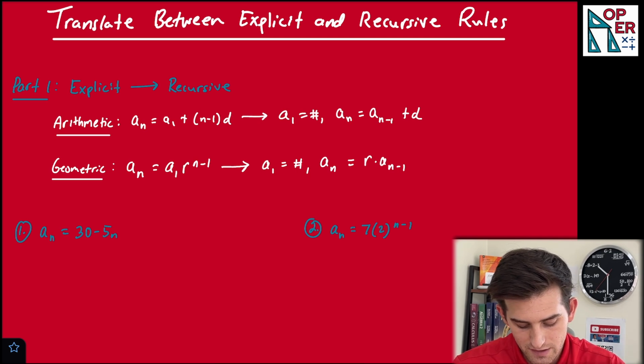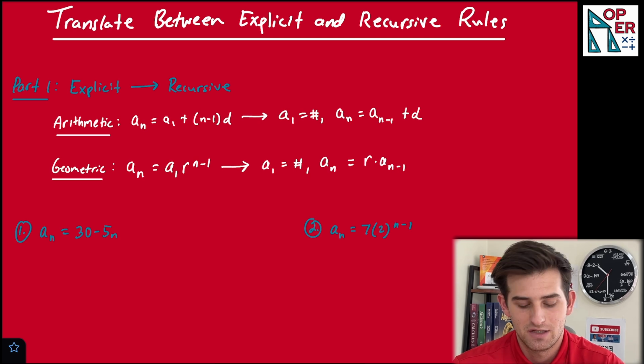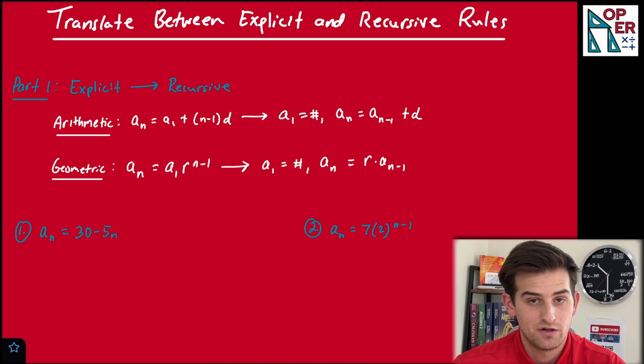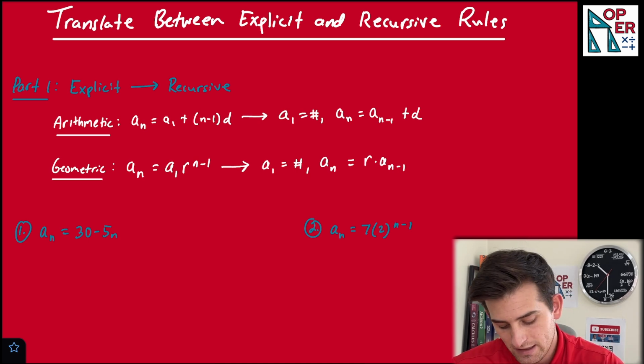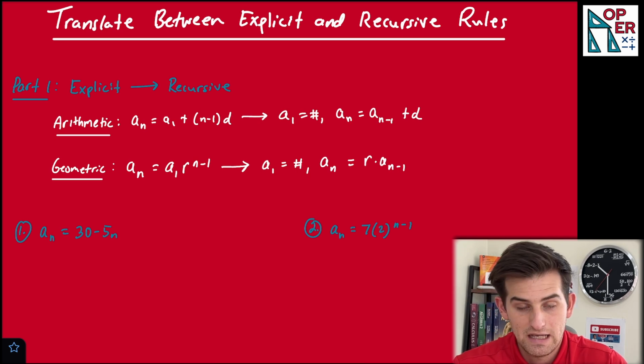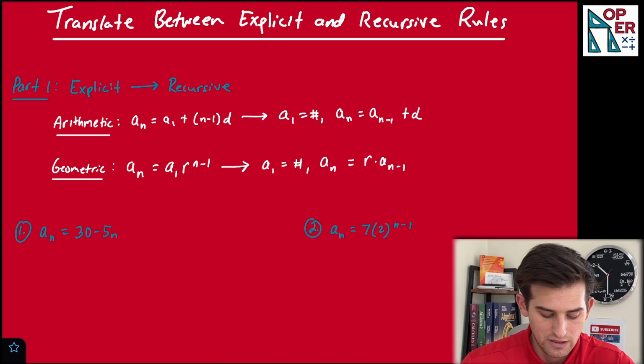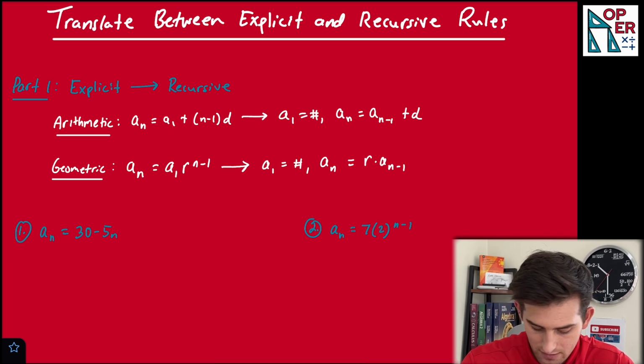So for arithmetic, our explicit rule is a sub n equals a sub 1 plus n minus 1 times the common difference, where a sub 1 is our first term and d is our common difference. Now for recursive, we need to list our first term, and then our rule is a sub n equals a sub n minus 1 plus d. So we'll come back to geometric. Let's go look at number one, where we're going to use arithmetic.